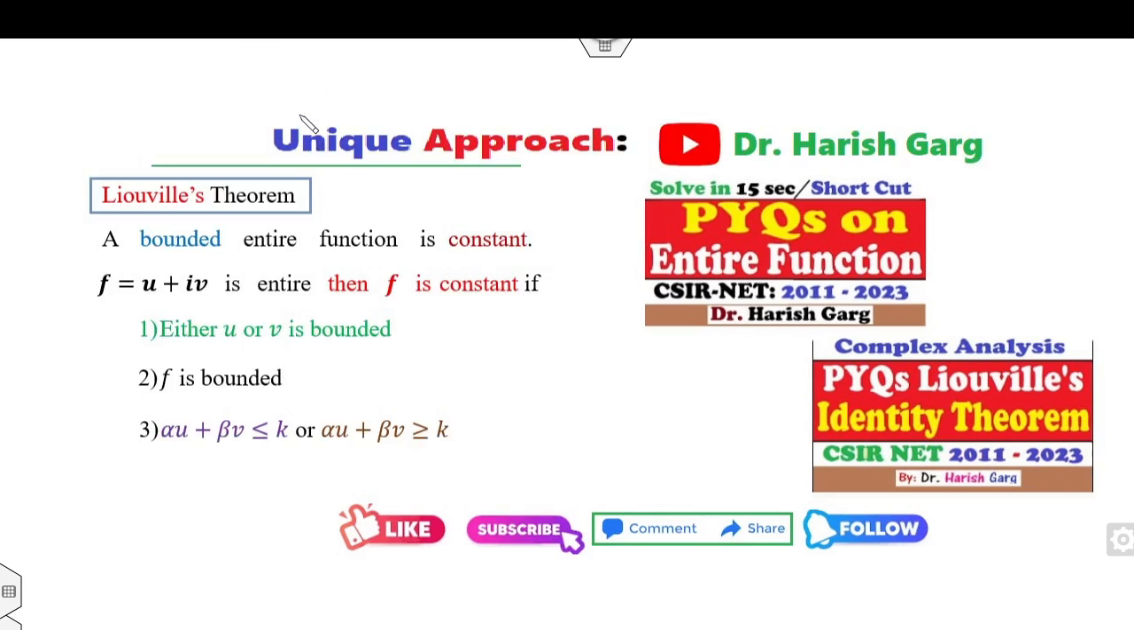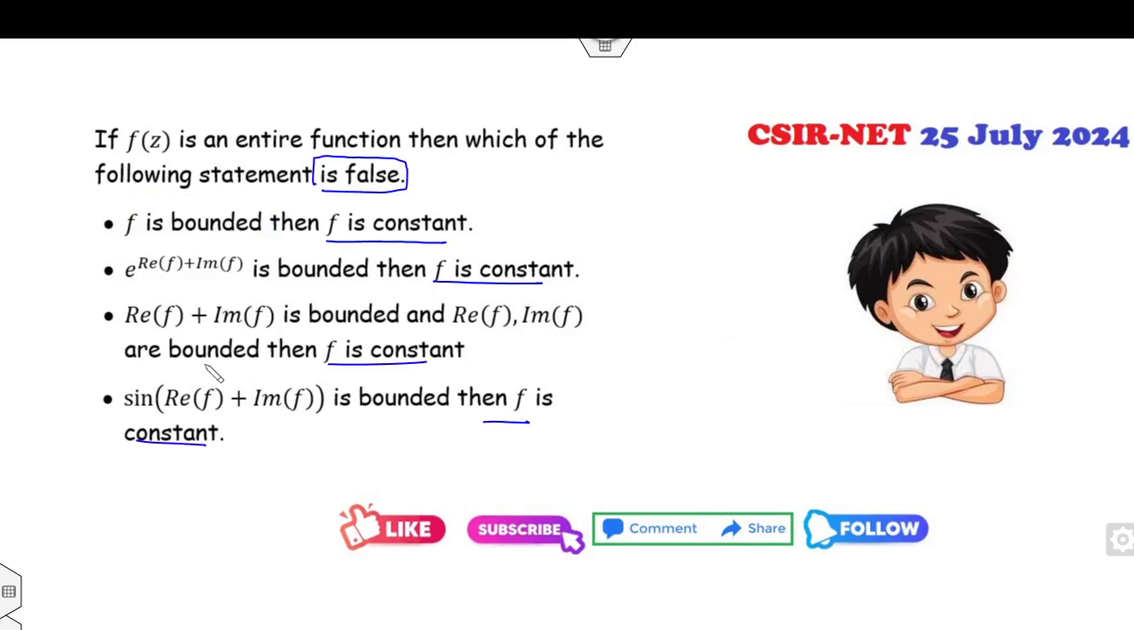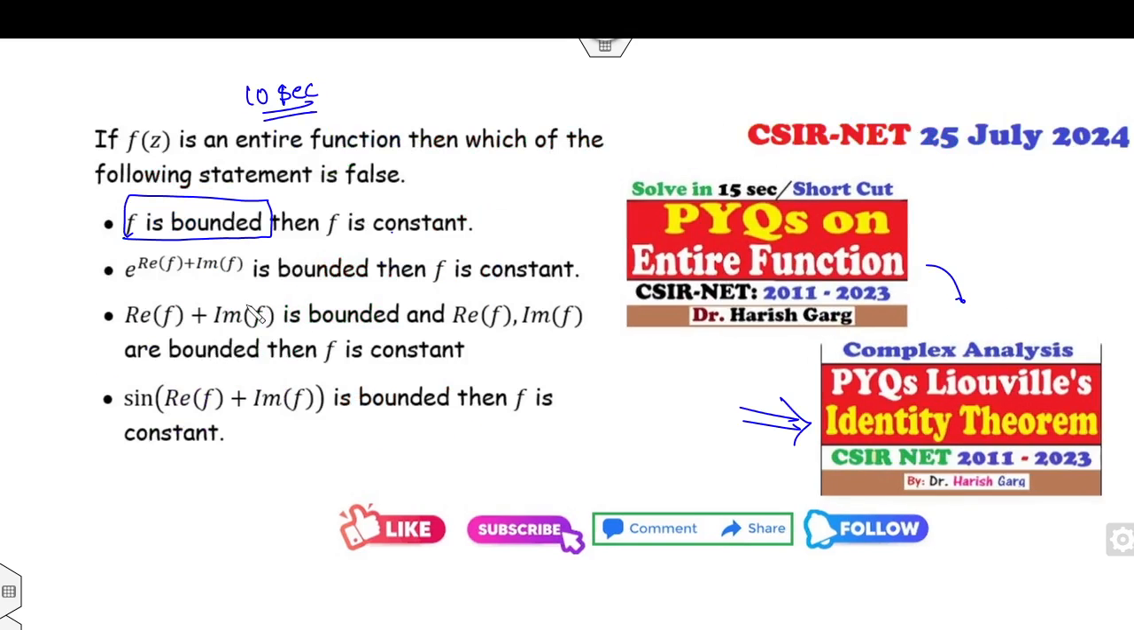How? Remember this is the shortcut trick as I mentioned. When f is a constant: if the function is entire and either the real part or the imaginary part of f is bounded, either f is bounded or a linear combination of u and v is bounded, either above or below, then the function is constant. Now you can use the same three shortcut tricks. We will see about that. If f is bounded, then it means constant. Yes, because by using f is bounded, f is constant.